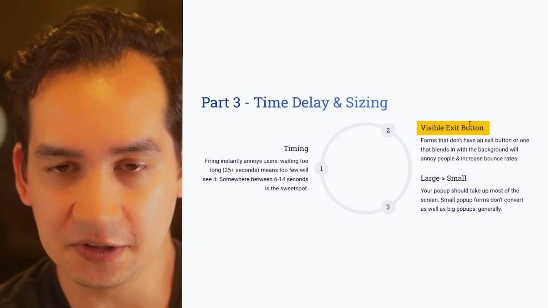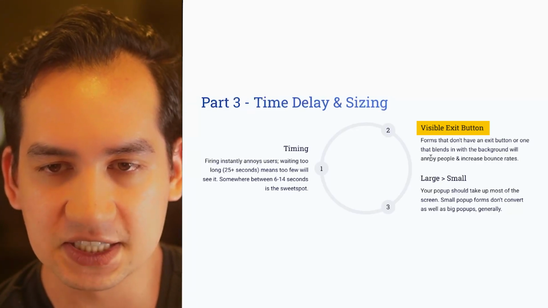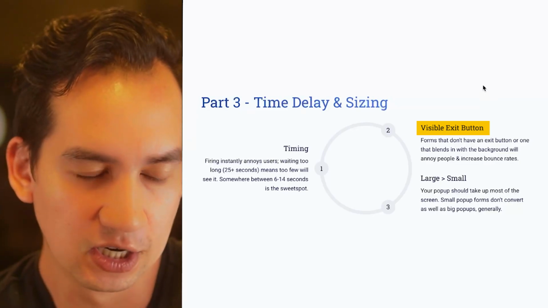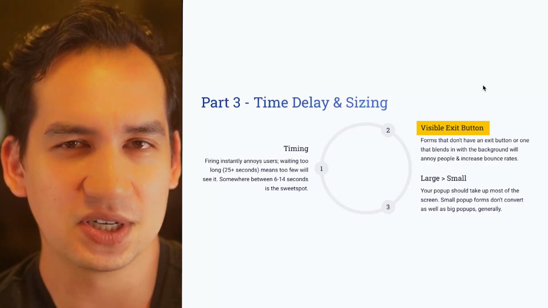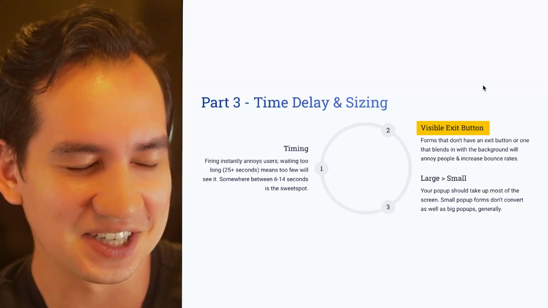Number 2 is going to be the visible exit button. All right, so forms that don't have an exit button, or one that blends in with the background, will annoy users and increase bounce rates. I see some people say you want to make the exit button not that visible. I disagree with that. Obviously, that's going to cause some problems.